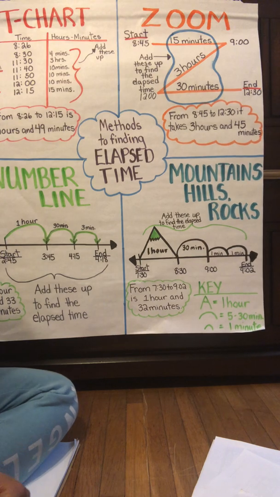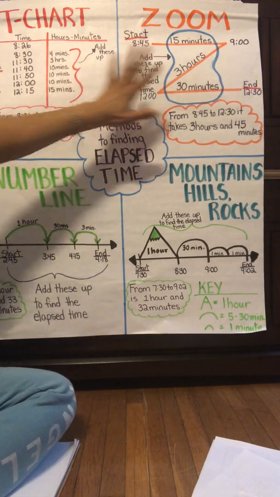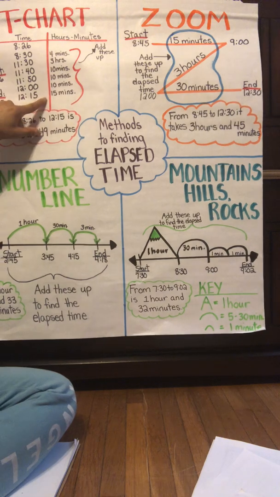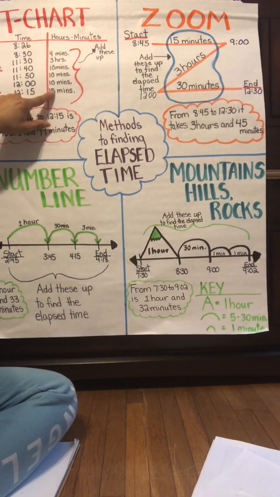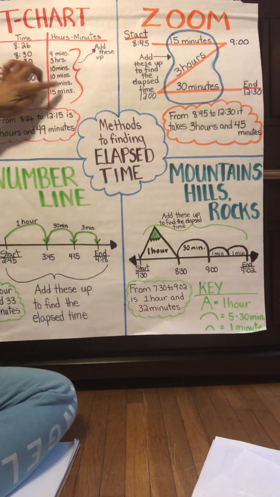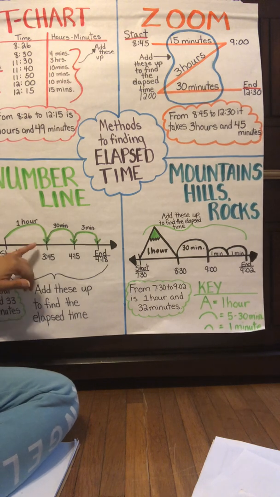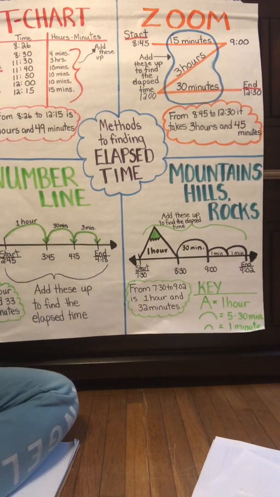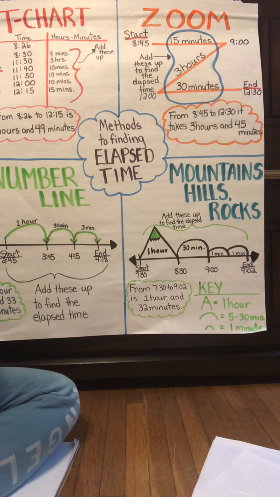So that's just a poster I created. These two at the top we've never done. But again, you might want to use this one, okay? It's a T-chart, and all you're doing is adding the minutes until you get to the ending time instead of making a number line. It's just another strategy if you want to use it.